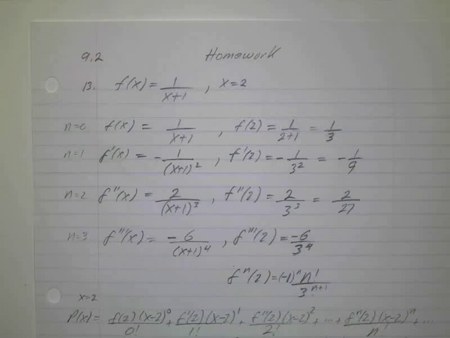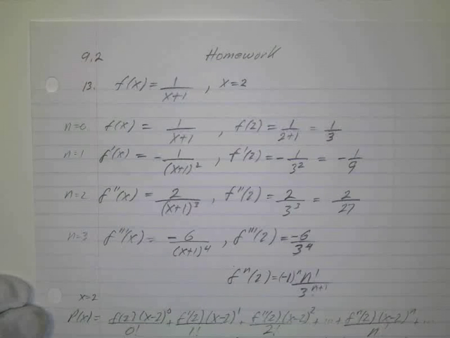Okay, these are some problems from section 9.2, and this is number 13. If you read in your book, it says, find the Taylor series generated by the function at the given point. The function in this case is f of x equals 1 over x plus 1 at x equals 2.